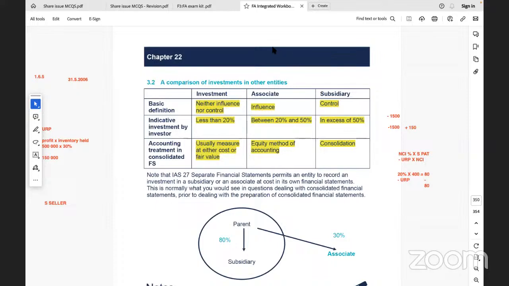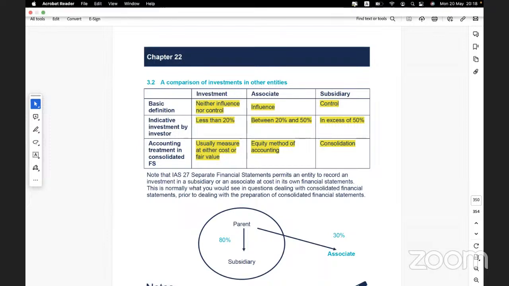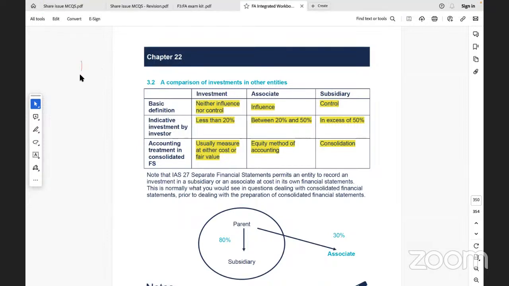Now, remember, what is the difference between an associate and a subsidiary? A subsidiary means a company that we have control over. What is the meaning of control? You are buying more than 50% of the shares of the company. That's what we call a subsidiary. You can control it, meaning you are the one making the decisions.